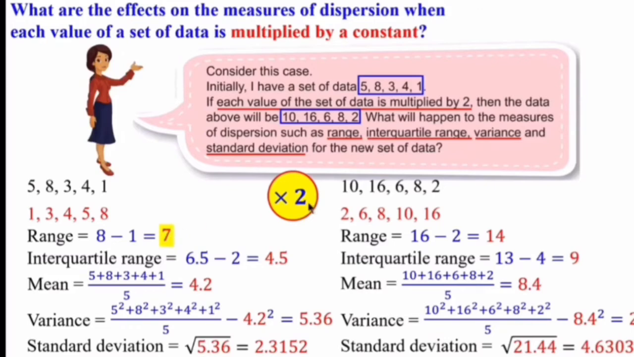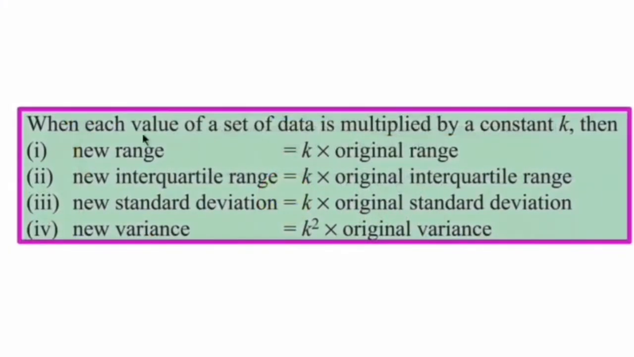Now we want to do a comparison of before times 2 with after times 2. It seems like the range becomes 2 times. Interquartile range also becomes 2 times. Mean also times 2. Variance becomes times 4, 21.44 times 2 squared. Remember, variance must be squared. Standard deviation is times 2 also, right?